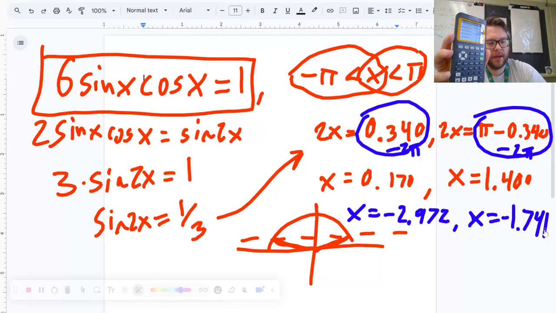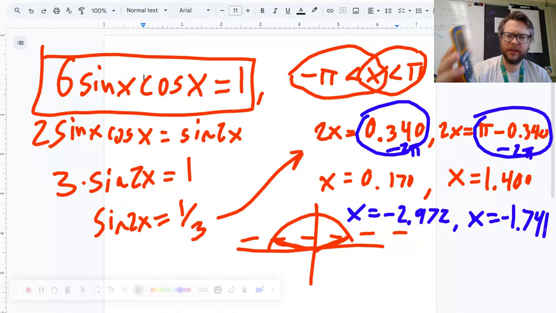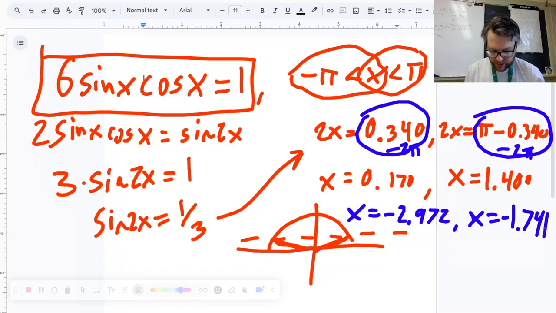All right, so I didn't really do very many trig identities in this one, so I'll do another video in a little bit where I go over some trig identities.